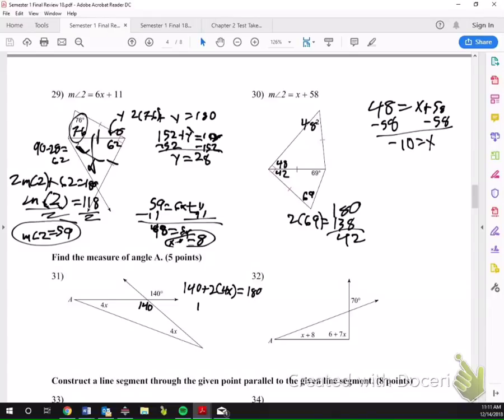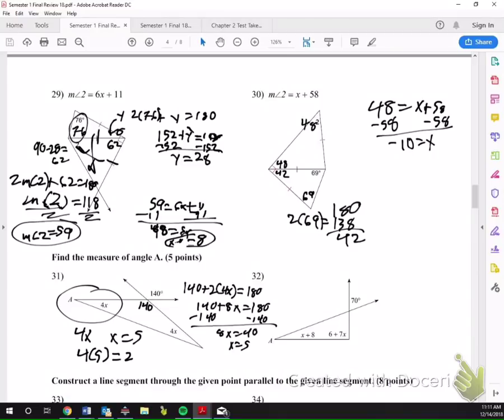So we know that 140 plus 2 times 4x equals 180, or 140 plus 8x equals 180. I'm going to subtract 140 from both sides. And I get 8x equals 40, divide both sides by 8, and I get x equals 5. So I want to go back and plug that in right there, and 4x, or 4 times 5, equals 20.